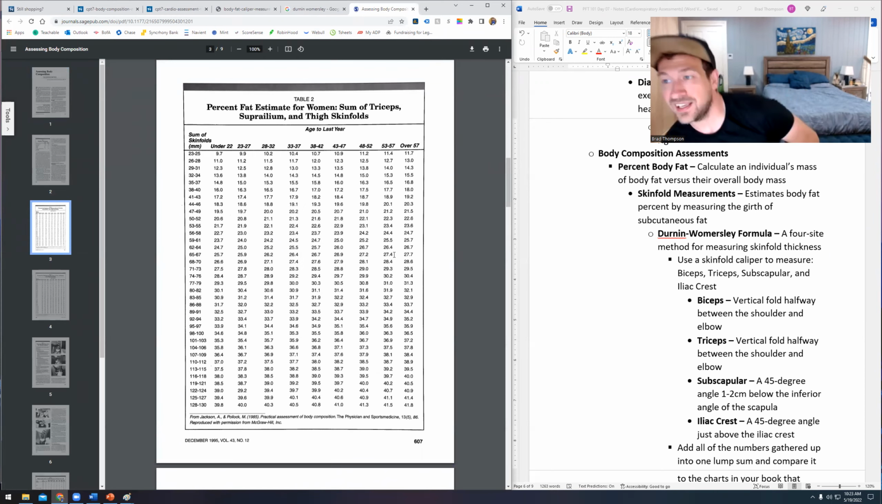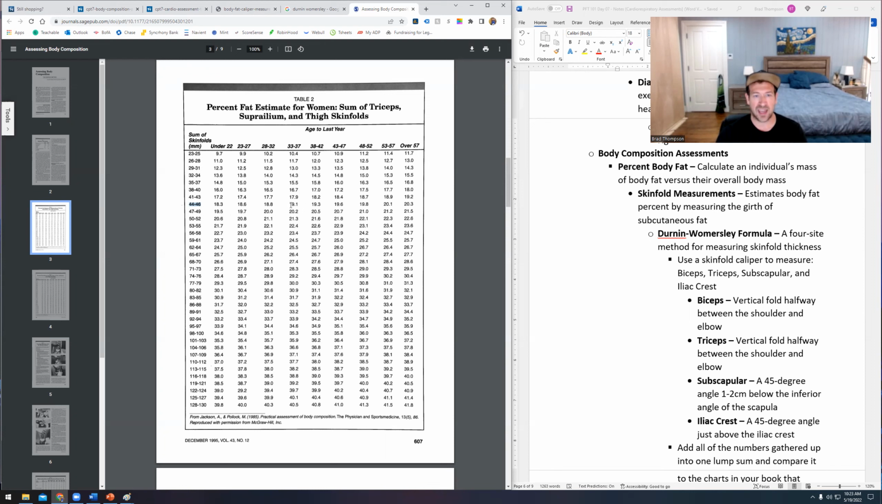All right. So let's say you got a female client. They're 35 years old, right? So that's going to put them between 33 and 37. You add all the numbers up and it comes out to 45 millimeters, right? 10 millimeters here, 10 millimeters here, 15 millimeters there, and 10 millimeters, 45 millimeters altogether, right? So that's putting them between 44 and 46.